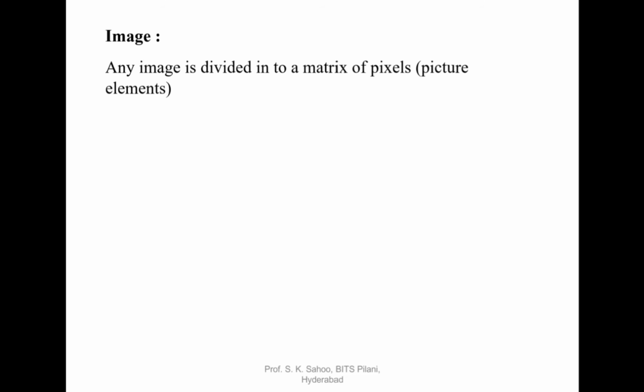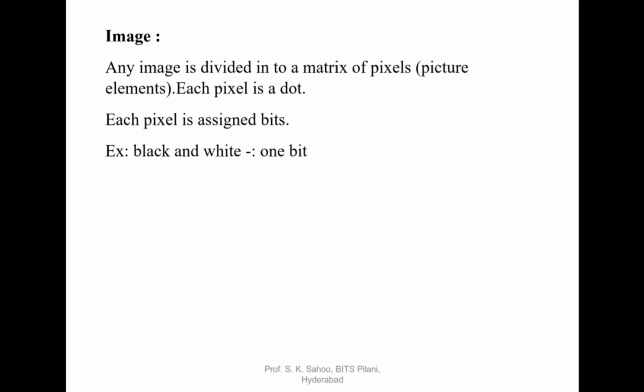Along with text, we also transmit images. So how will an image be transmitted? Image will also be converted into binary bits. For converting image into binary bits, the image is divided into a matrix of pixels, and each pixel is basically a dot. Each pixel is assigned bits. Example, let us say black and white. We can represent a dot using a single bit.